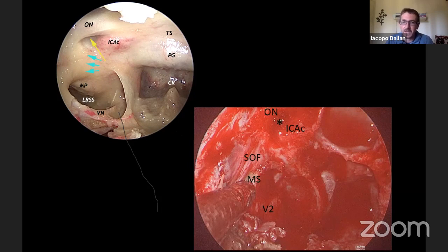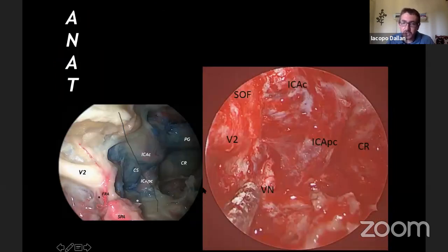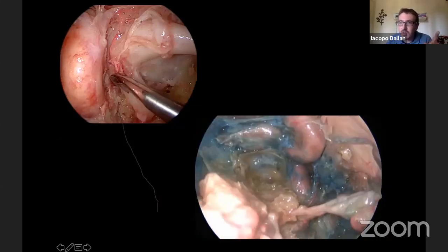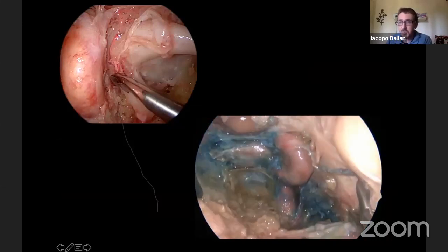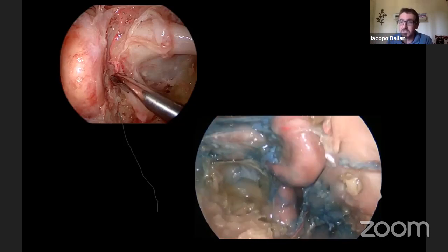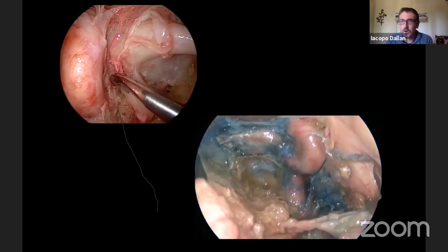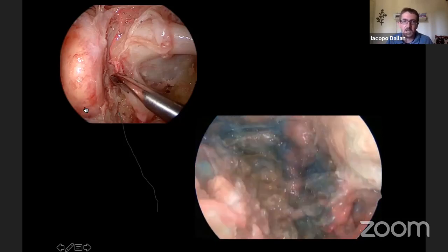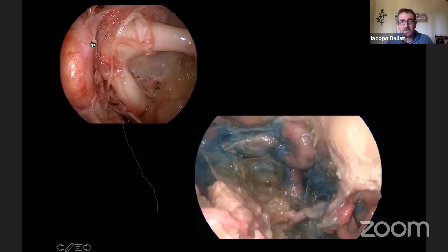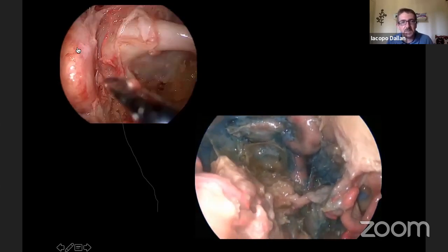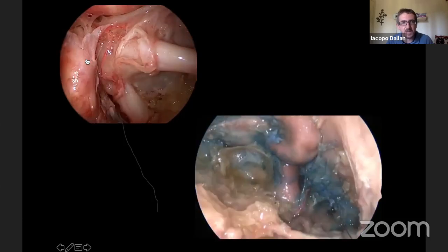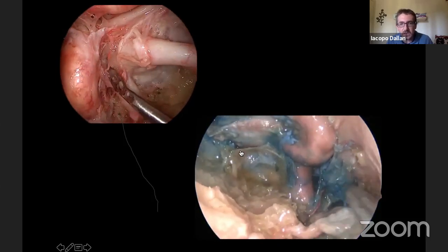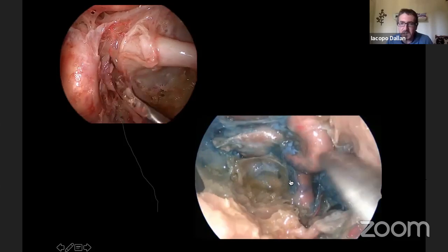So understanding a little bit more the relationship between V2, the vidian nerve here, and the cavernous sinus allows you to understand how to go in the anterior part, lateral part, and into the cavernous sinus itself, if there is disease or not. And these are other aspects of discussion. But what is important here, it's clearly seen, the meningeal, the periosteal layer covering the carotid here. And here, the periosteal layer is being removed.